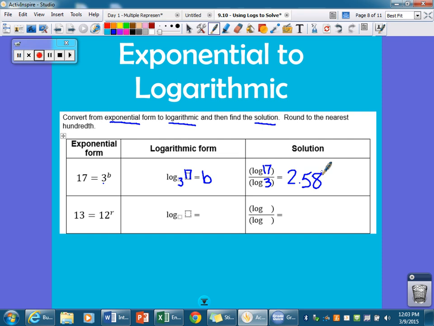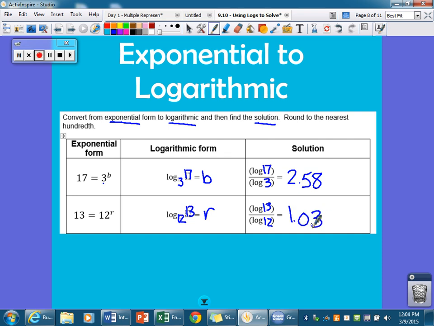Since we had to use a calculator for this, notice it'll be a calculator type problem, so make sure you know how to type it in. Again, I always start with what number is being raised to the variable, because I know that'll be my base. So that's what I put here. The other whole number is 13, so that's what I'll put here. And then my variable is r. Now I change it to find the solution. It's going to be log 13 over log 12. When I type that in, I get about 1.03.